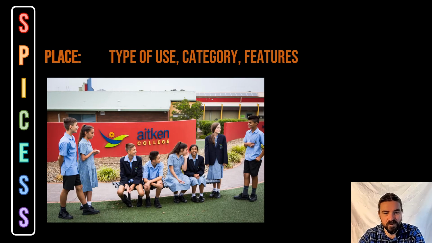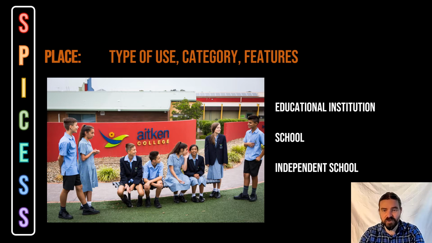Place. What's Aiken used for? It's an educational institution, it's a school, it's an independent school, it's used as a community of learning, it's also used as a sports facility by groups outside the school.